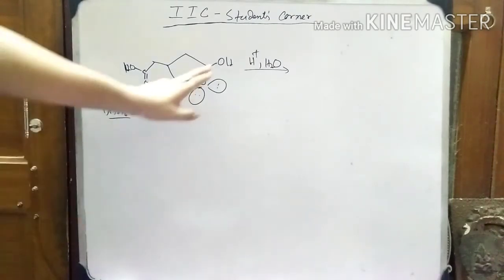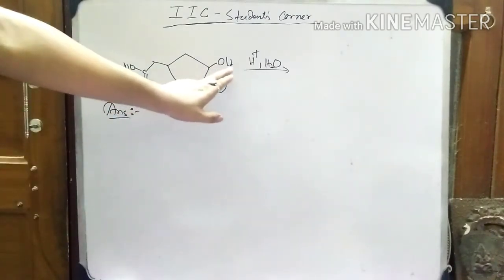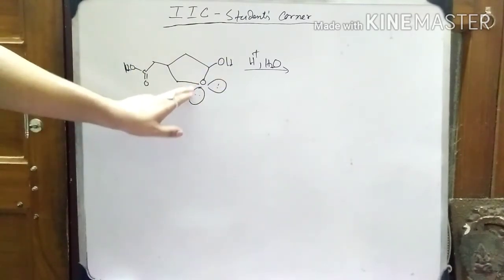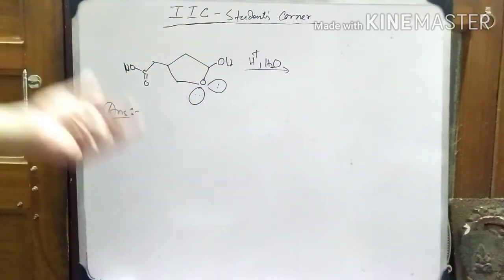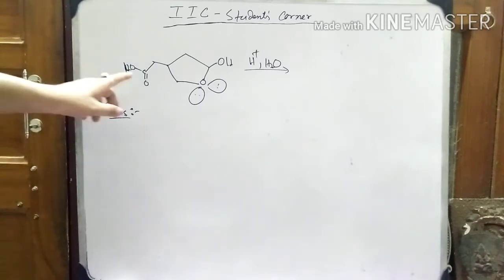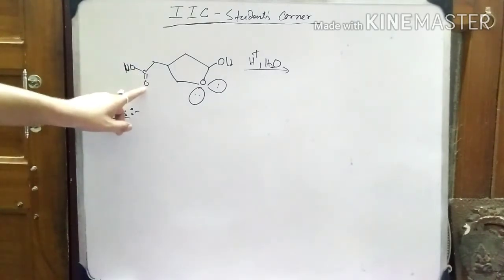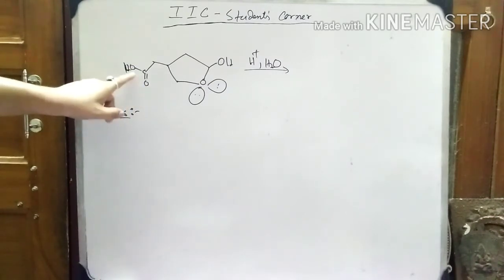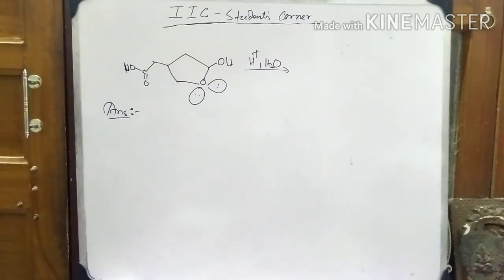Here you will see that this oxygen atom is bonded to a carbon and a hydrogen. Here this oxygen atom is bonded to two carbon atoms which are both sp3 hybridized. Here the oxygen atom is bonded to a carbon via a double bond, and this oxygen is bonded to a carbon which is sp2 hybridized and a hydrogen atom.